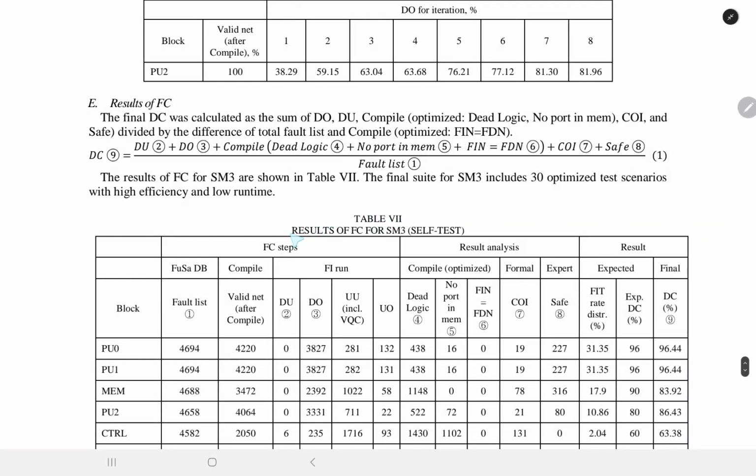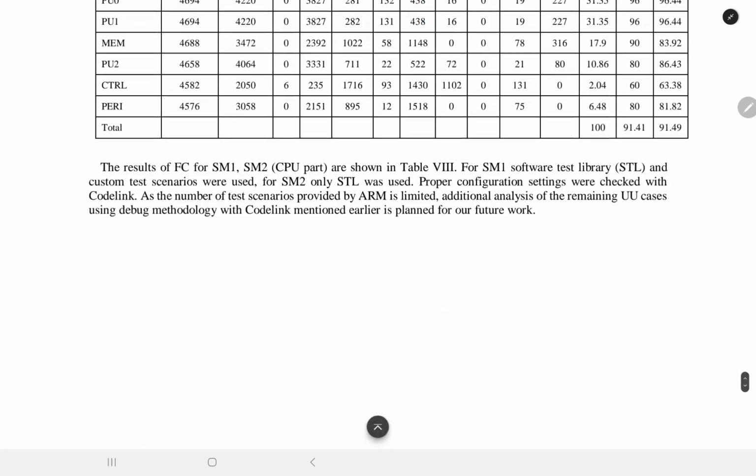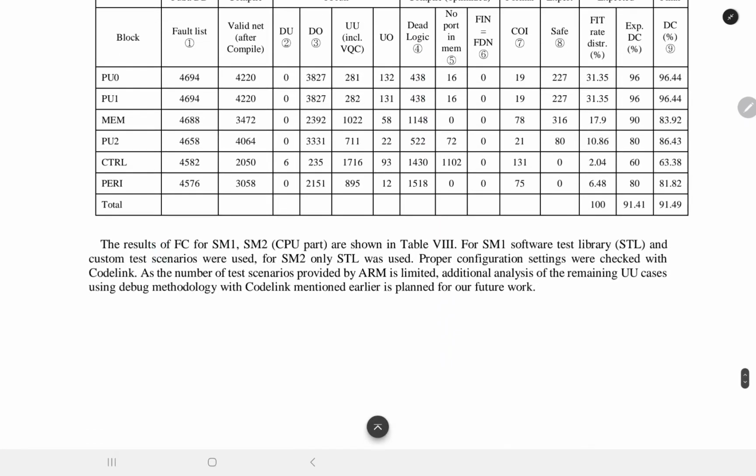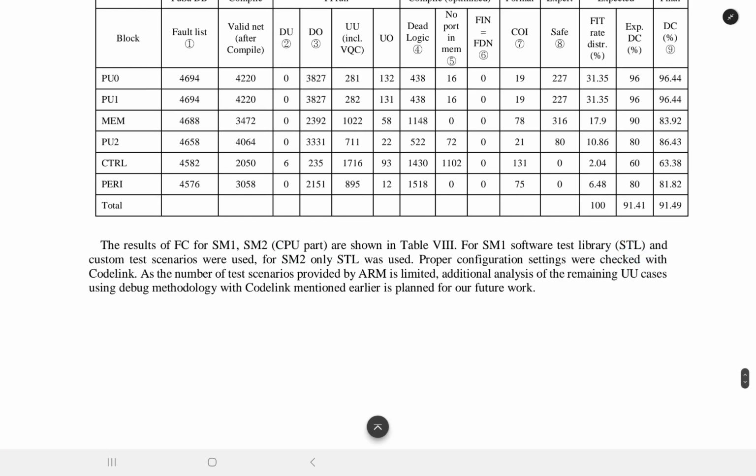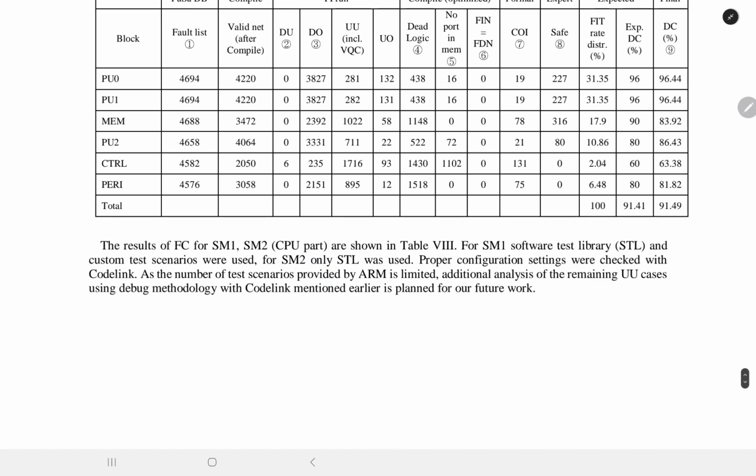Table 7. Result of the fault campaign for SM3 self-test. The results of the safety fault campaign for SM1 and SM2 CPU part are shown in Table 7. For SM1, the software test library (STL) and custom test scenarios were used; for SM2, only the test STL was used. Proper configuration settings were checked with the code.